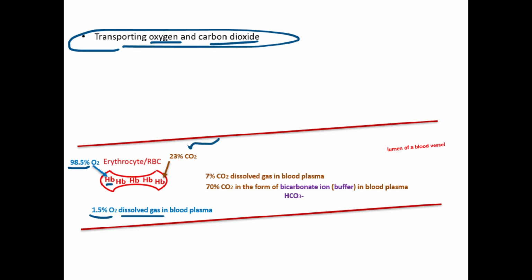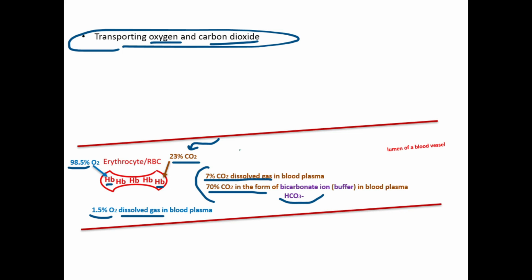When we follow the transportation of carbon dioxide in blood, we see that 23% of carbon dioxide attaches to proteins such as hemoglobin molecules that we have inside the red blood cell. 77% of carbon dioxide travels in plasma. The only difference is that 7% is dissolved gas in plasma and 70% travels in plasma but in the form of bicarbonate ion, which is a very important buffer that we find in blood plasma.